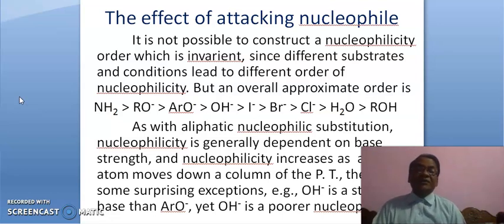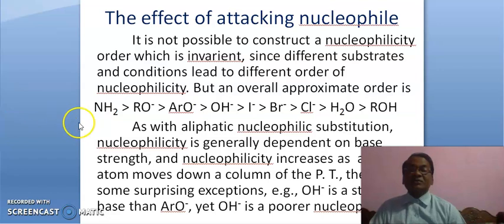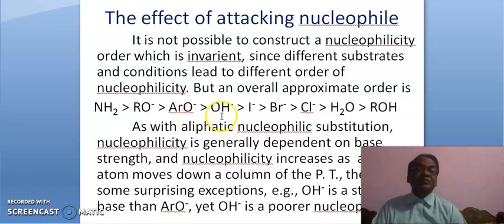It is very difficult to arrange the nucleophilicity order for nucleophilic aromatic substitution. But an empirical and approximate order can be represented as this. Here, for aromatic nucleophilic substitution, this nucleophile will attack fastly.